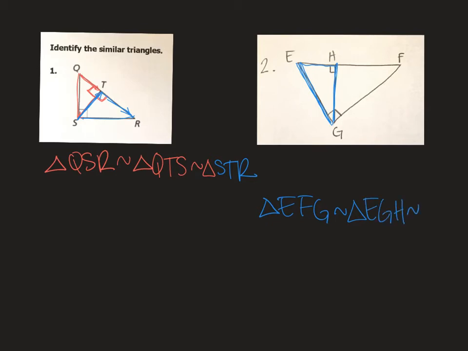And then I'm going to do the same thing with the other triangle. I'm going to start with my hypotenuse, and my longer leg here is FH. So I'm going to go from G to F to H, so that it's hypotenuse, long leg, short leg.